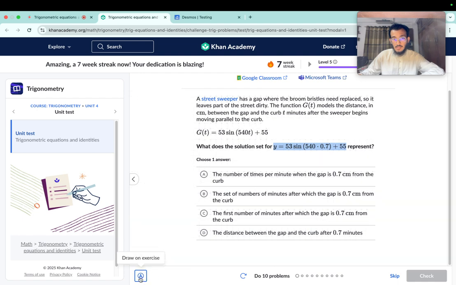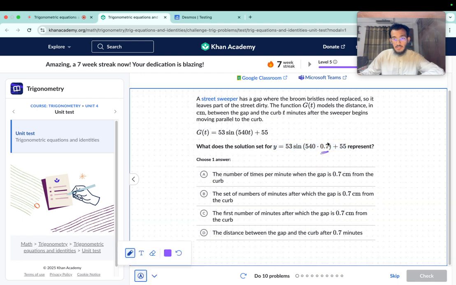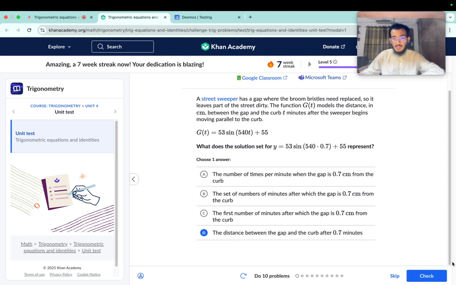This is only for one value, and if you observe, they have just plugged in t equals 0.7. So t seconds after the sweeper begins, this is the value for the distance. So the number of times per minute, no. The set of numbers, no. The distance between the gap and the curb after 0.7 seconds, exactly. This is what we're looking for.